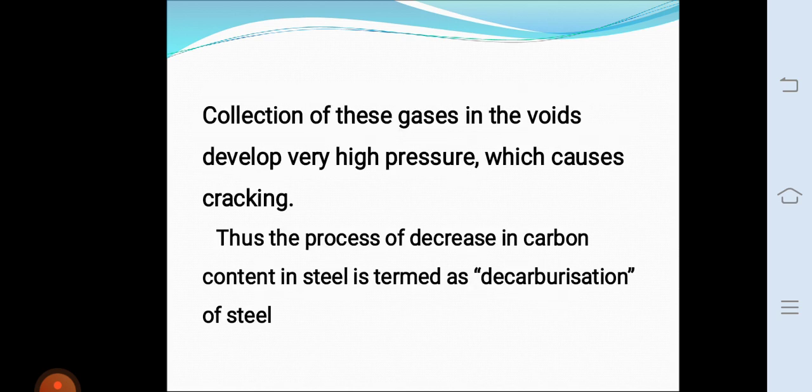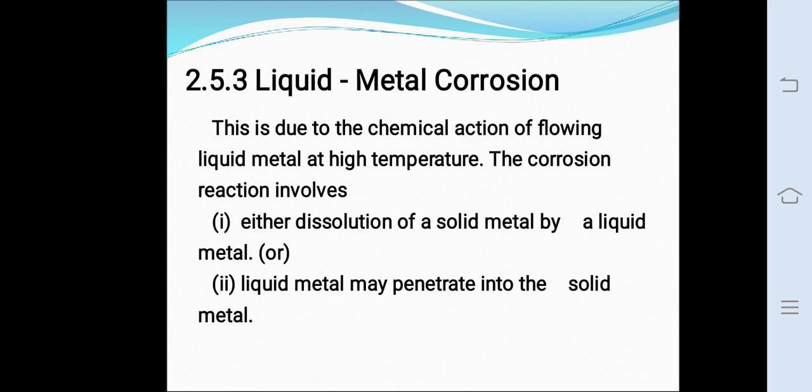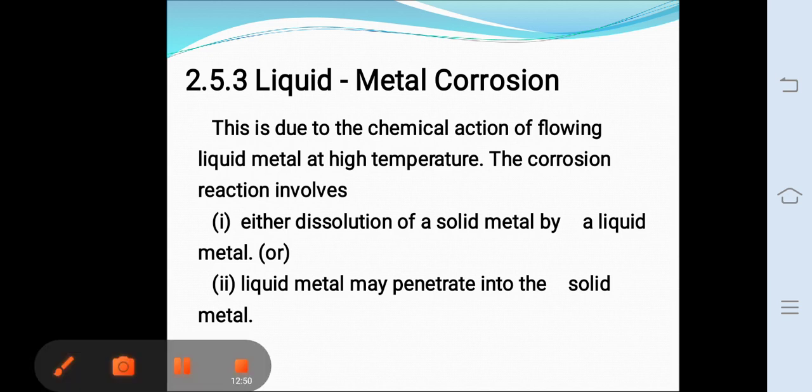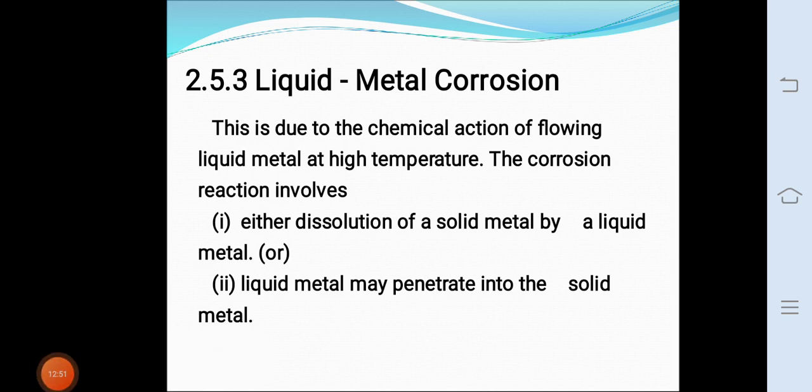And the third one is liquid metal corrosion. This is due to the chemical action of liquid metal at high temperature. The corrosion reaction involves either dissolution of a solid metal by a liquid metal, or the liquid metal may penetrate into the solid metal. This is liquid metal corrosion.